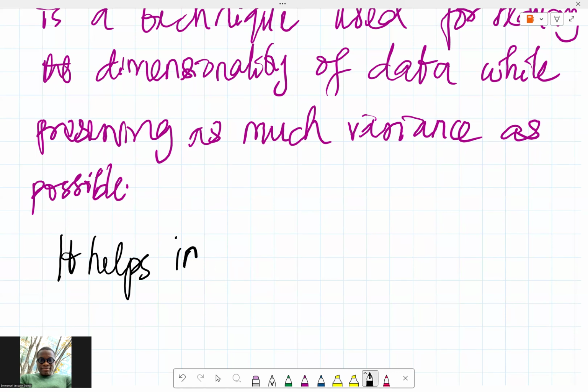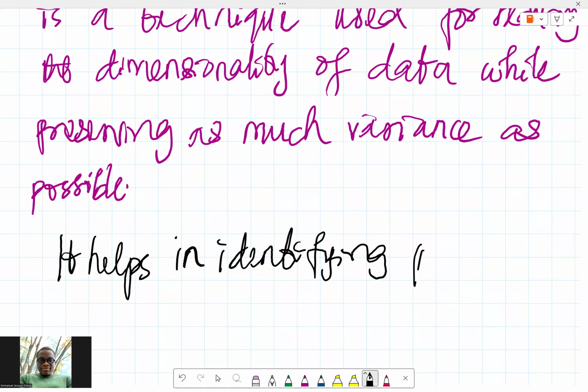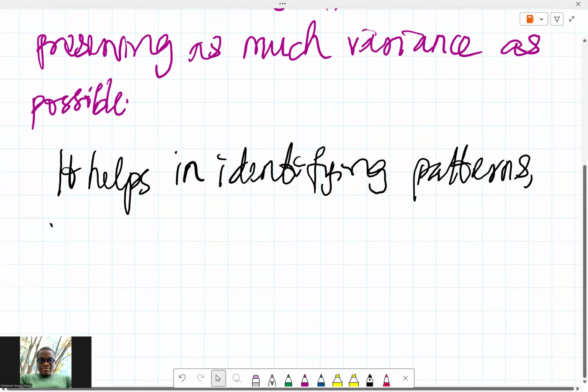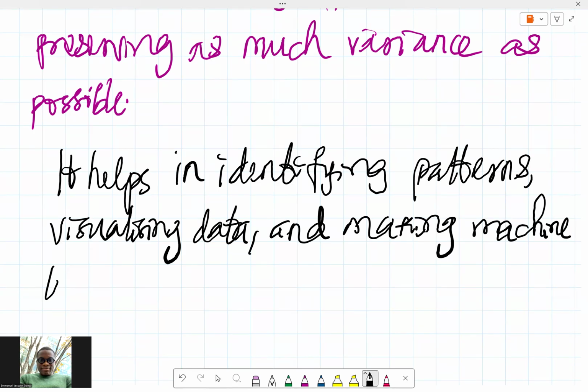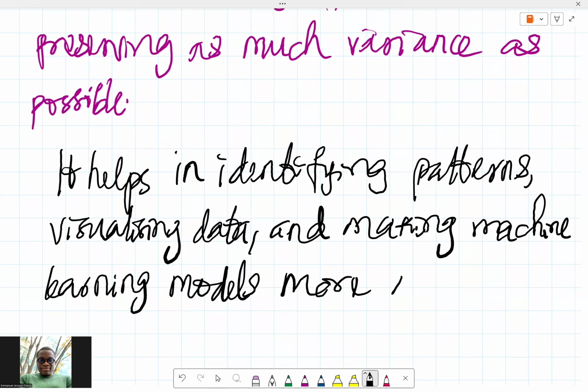It helps in identifying patterns, visualizing data, and making machine learning models more efficient.